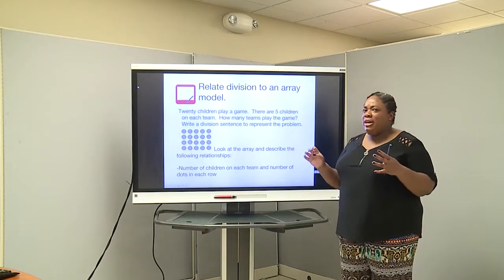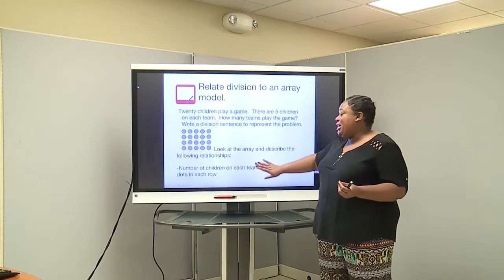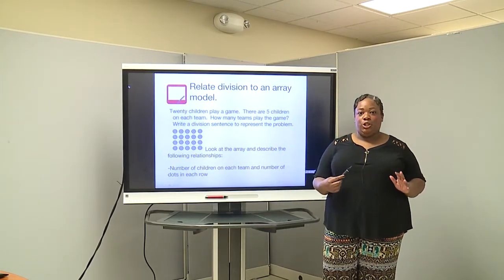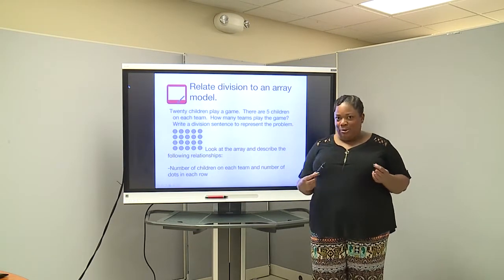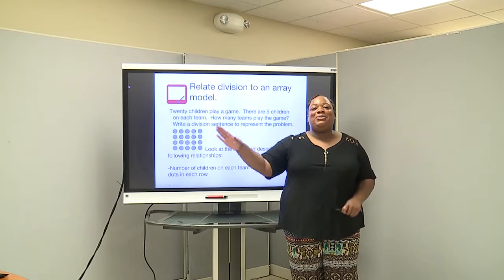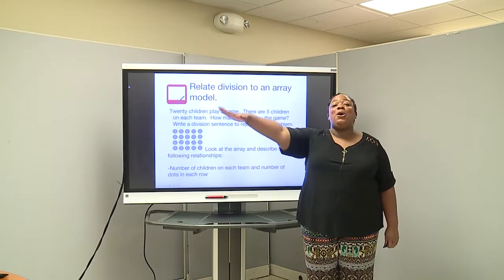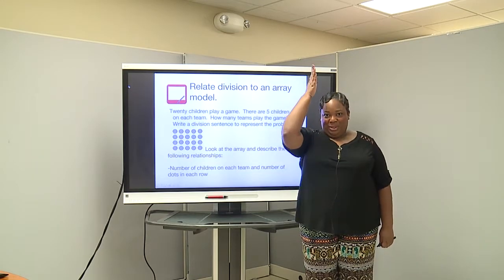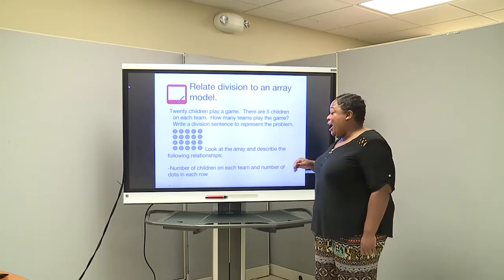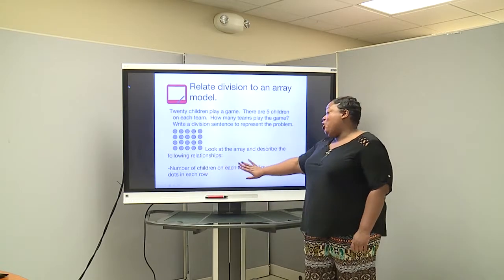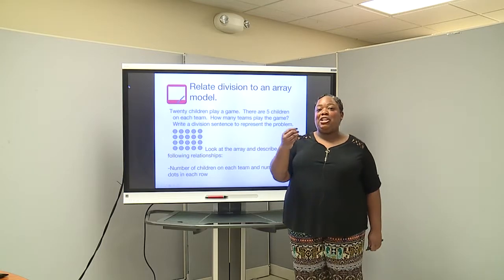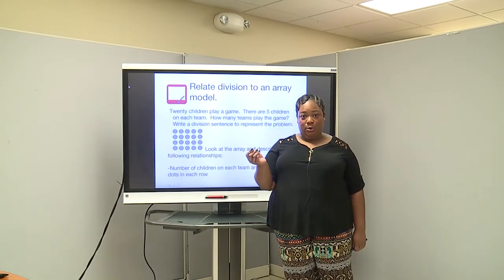Now, what we want to look at now is the relationship. We want to see the number of children on each team and the number of dots on each row. Now, show me rows. If you were in my classroom, you would do like this because rows go horizontal. And show me columns. These are columns. So what they're asking us now is the number of children on each team and the number of dots in each row. So they want us to actually look at the size of each row, okay?